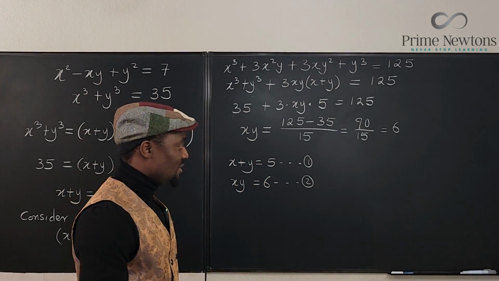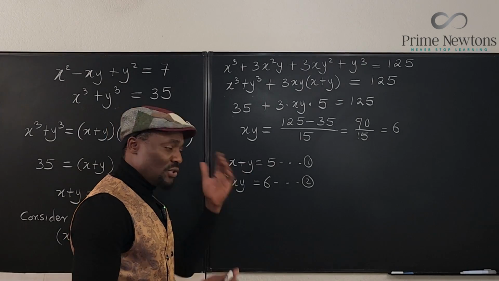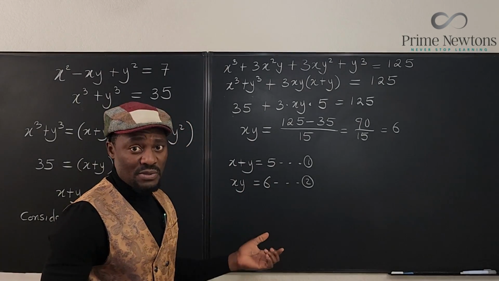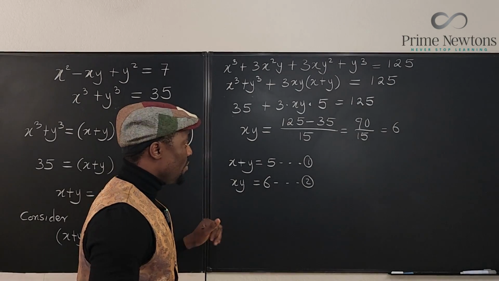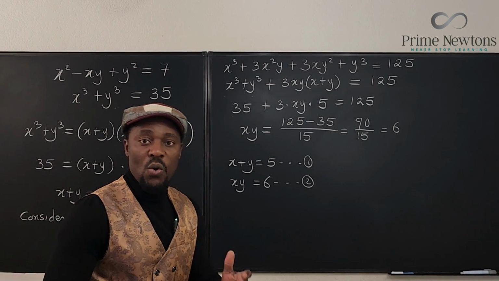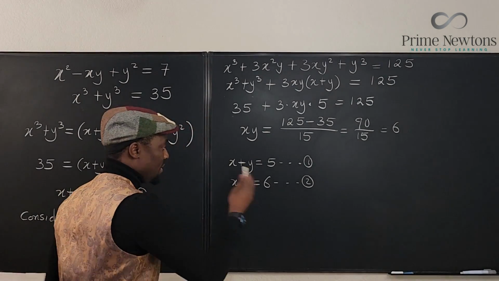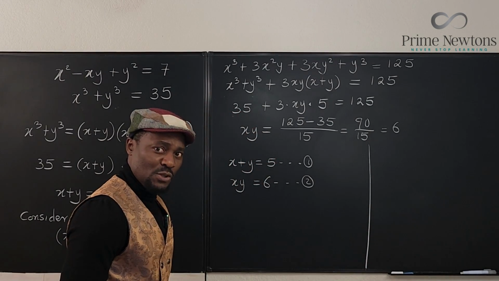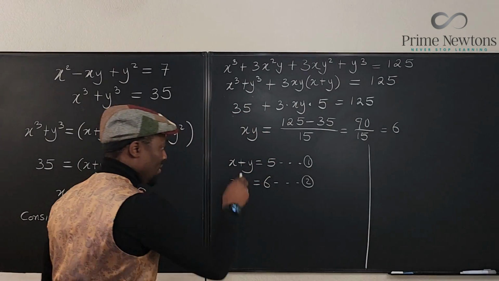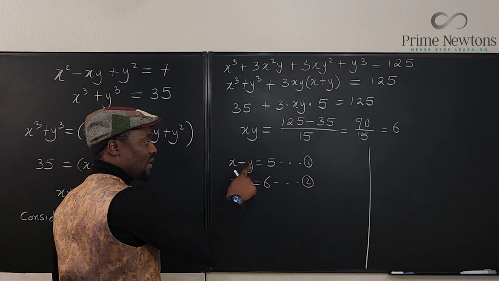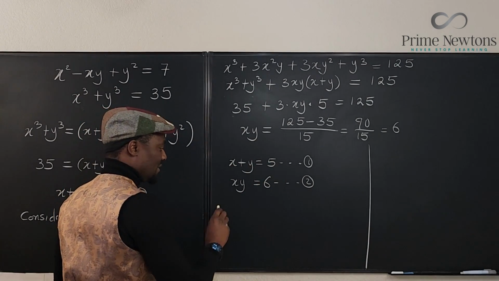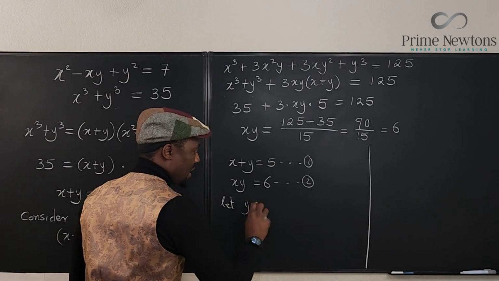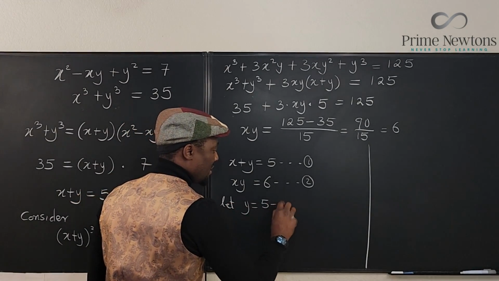So you can solve this just mentally, or you can solve it using simultaneous equations by substitution. But we know our answers are 2 and 3, or 3 and 2. You can flip it. So let's just finish this up in case somebody says, how did you know it's going to be 2 and 3? Well, let's see. From here, I can say y is 5 minus x. Let y be equal to 5 minus x.